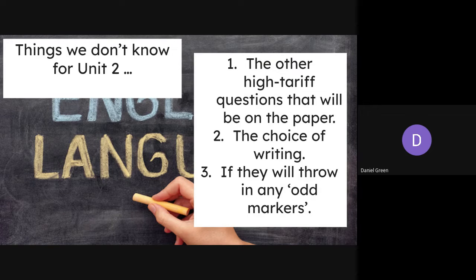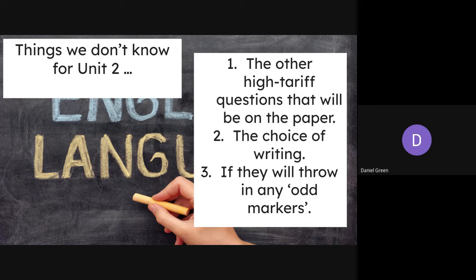Things we don't know. We don't know what other high tariff questions are going to be on the paper. You'll probably see another 5 marker or so, but you'll probably also get a second 10 marker, or in some cases they've done 8 markers. Now that could be a how question, it could be a what impressions question. There've been several questions that have come up in the past. We've had duplicates, we've had 2 what questions on the same paper, and so on and so forth. So just make sure that you revise all of the different types.